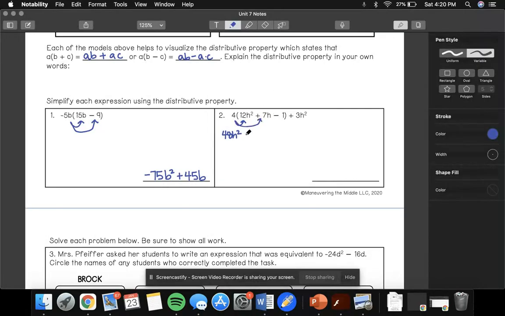4 times 7h, which would be 28h. And then 4 times negative 1. Now I'm going to drop the 3h squared.